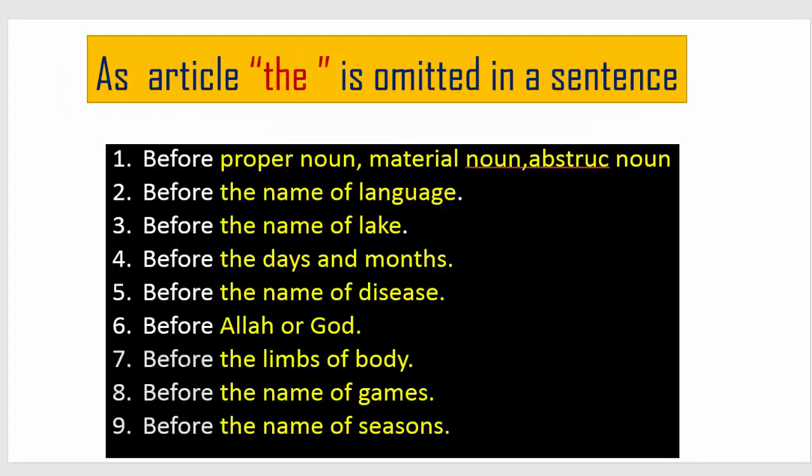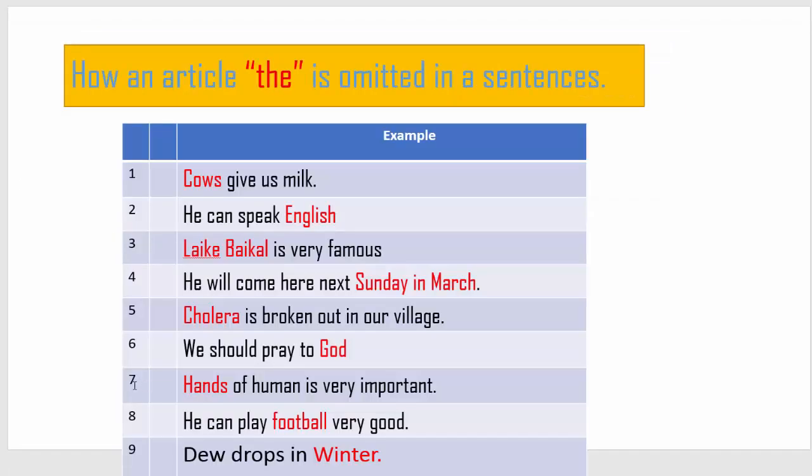Number six, before Allah or God. Number seven, before the limbs of the body. We should pray to God or Allah. We cannot use an article before God. Hands of humans are very important. Hands are parts of the human body. This is why we cannot use an article.